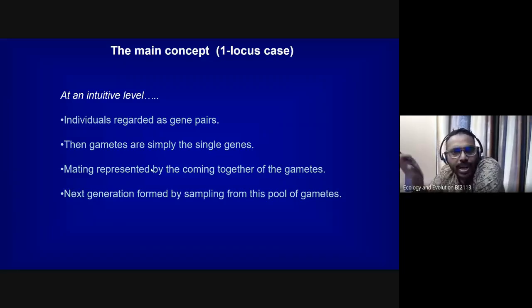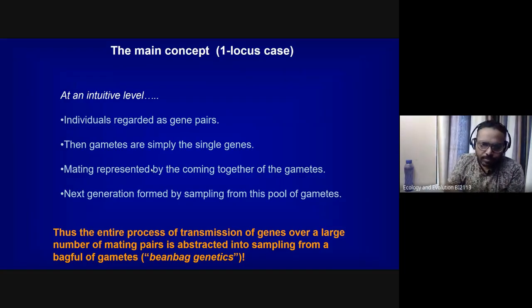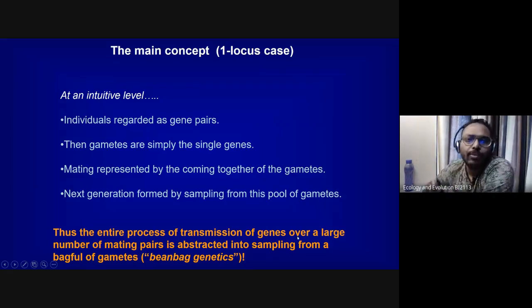So all those are different kinds of beans. So essentially, the whole thing looks like sampling from bags full of beans, and that is why this kind of genetics is derisively called beanbag genetics. Okay, it's like a bunch of accountants trying to keep track of who gets what color and in what frequency. So the entire process of transmission of genes over a large number of mating pairs gets abstracted into sampling from a bag full of gametes.